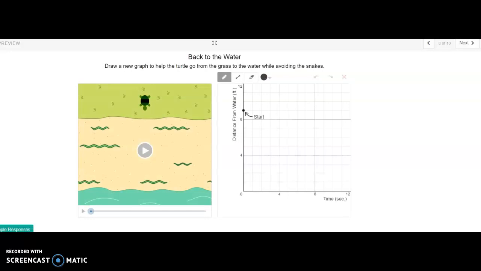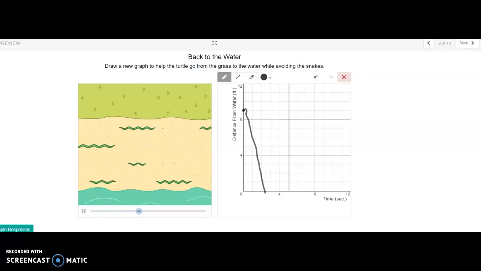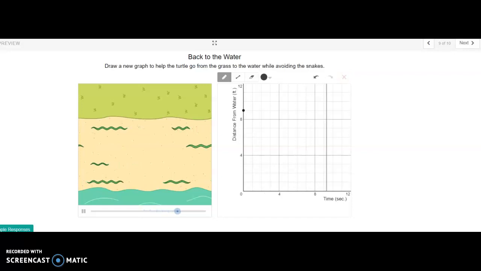And then this one takes the turtle and moves him towards the water. So if I just did a line like that and pushed play, I'm probably going to hit a bunch of snakes. So I want to stop and start and stop and start again so that I avoid the snakes. Okay, have fun.